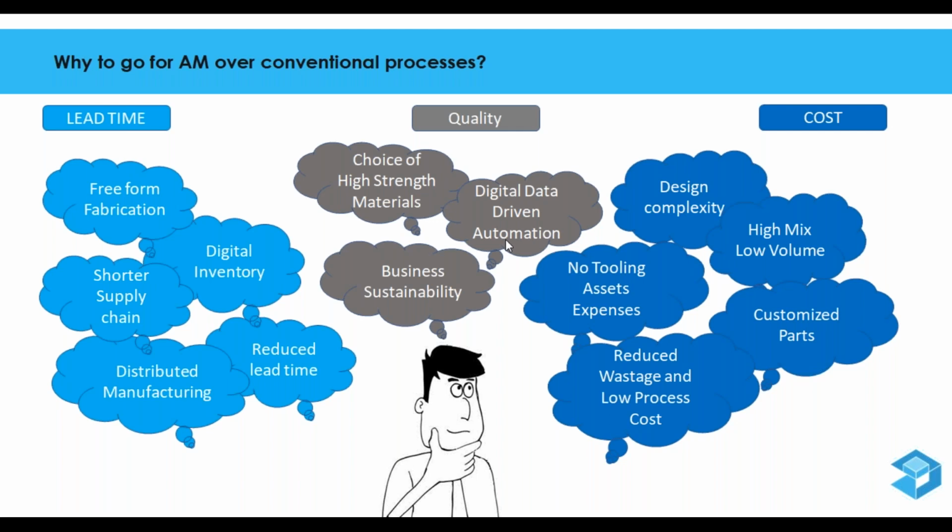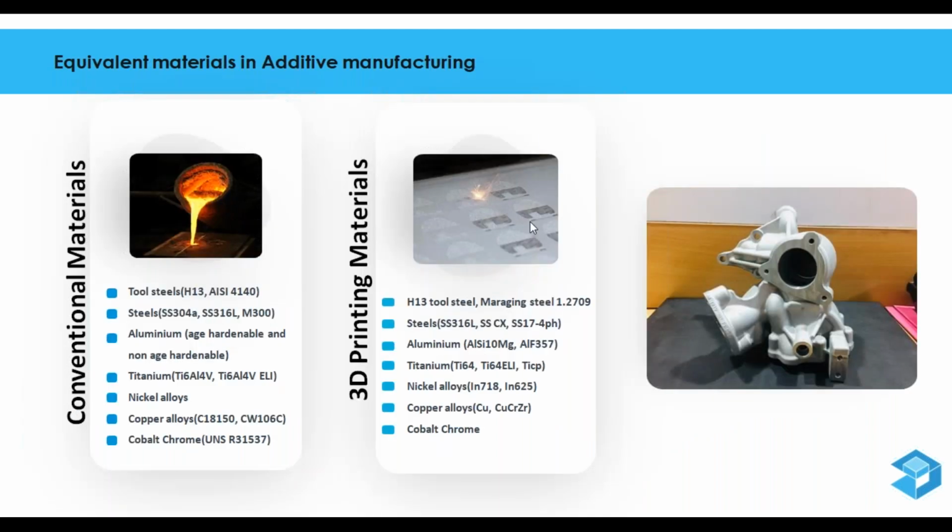So there are certain tangents you can draw from the current materials used in the conventional side to the 3D printing materials. Mostly right now I'm talking about the metal side. There are certain tool steels available in the 3D printing space, which are similar to what you use in the conventional way of manufacturing, then the stainless steels, the aluminums, the titaniums, the nickels, and the copper alloys. Copper alloys are taking a good standpoint in the market right now because of the great application in the space and electric vehicles space, and people are taking additive manufacturing as a serious enabler of adoption of these electric vehicles itself, and the cobalt chromes.